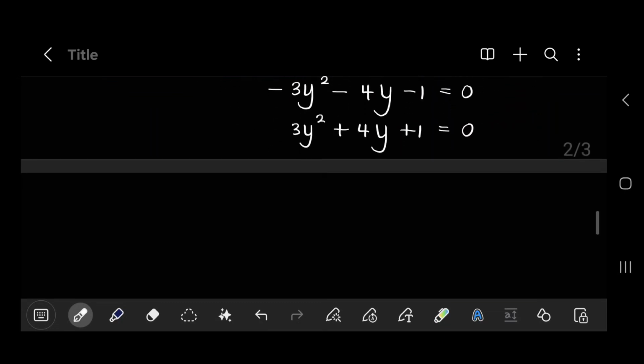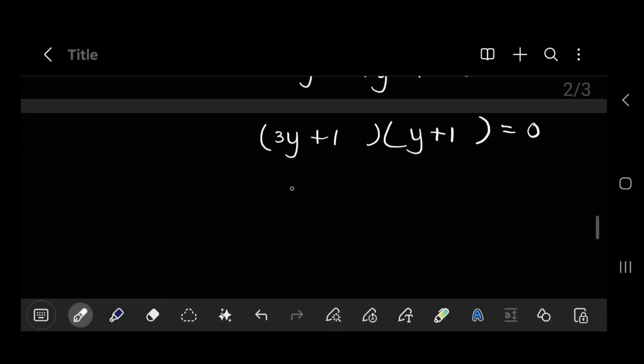Now at this point, you can use any method of your choice. If you're good with factorizing, you can do that. If you want to use the quadratic formula, that's up to you as well. You should get the same values regardless of the method that you use. Okay, I'm going to go ahead with factorizing. And in the first bracket, I would have 3y plus 1. In the second bracket, y plus 1.